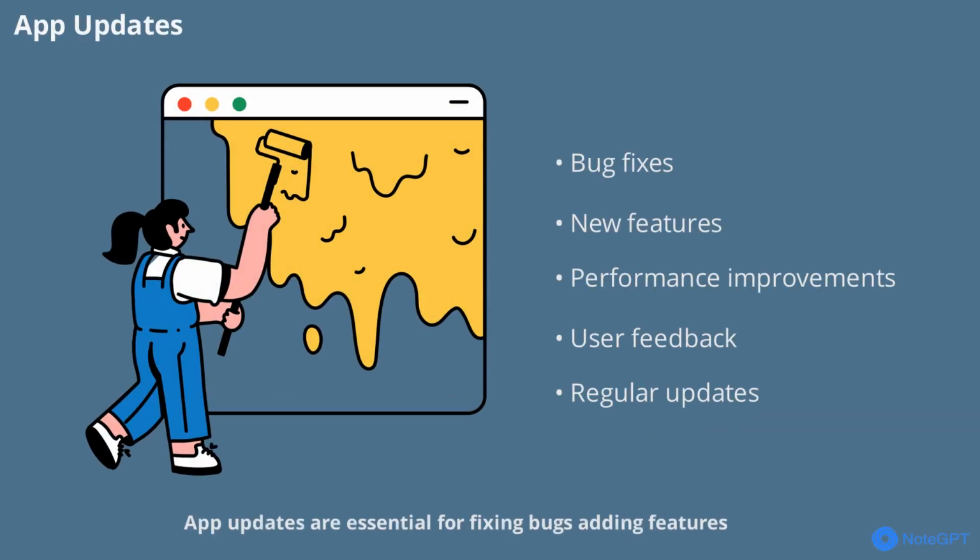App updates are essential for fixing bugs, adding features, and improving performance. Developers release updates regularly, responding to user feedback and changing technology. Keeping apps up to date ensures a better experience and keeps users engaged.